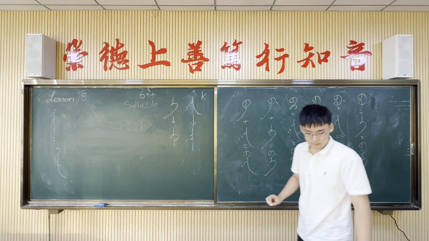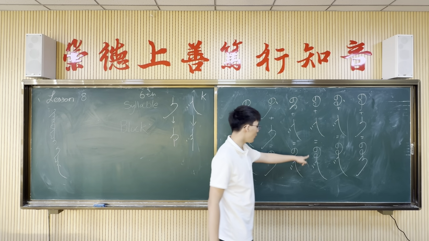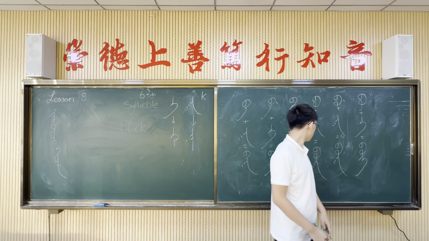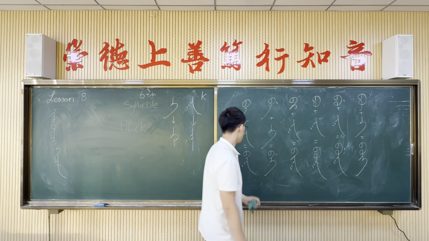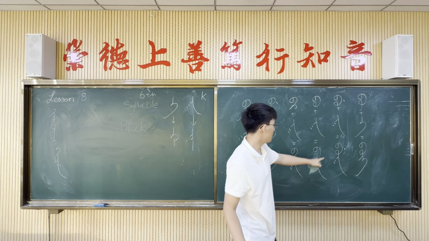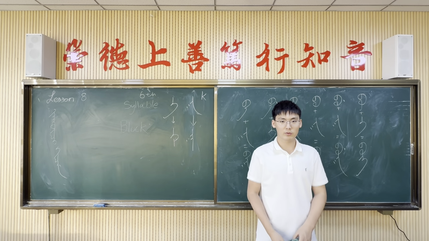Alright. Now let's read these again. Back, book, beak, balk, book, walk. Oops. Forgot the dot here. Right. Back, book, beak, balk, book, walk. Alright. That'll be the end of this lesson. Thank you for watching. Bye bye.